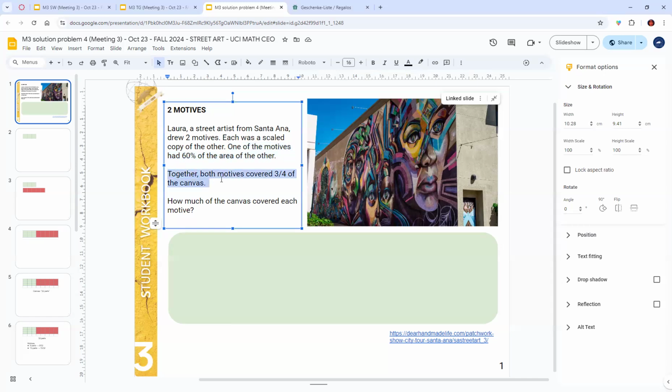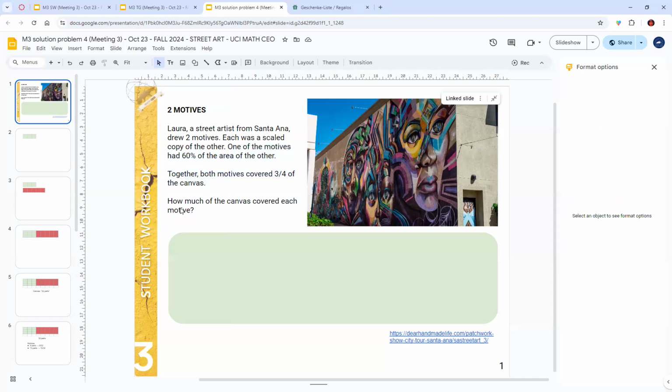Together, we also know both motifs covered 3/4 or 75% of the whole canvas. How much of the canvas covered each motif? So we are asked, in terms of the whole canvas, what's the relative size of each of the two motifs? This is one of the challenges of meeting 3, street art, in which students will have to reason more abstractly than before. So let's take a look at how we could solve this problem.